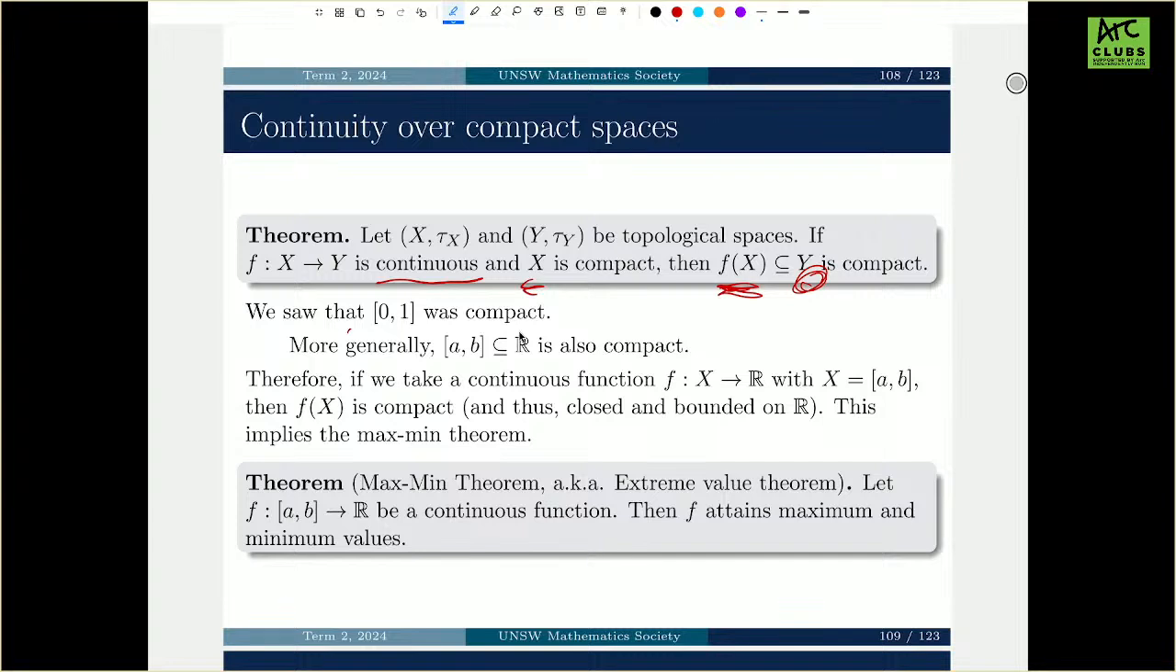Yep, so in fact [0, 1] is compact, and so is any closed interval of this form. If we take a continuous function from some interval to R, then the image is compact. So in terms of R, it also means closed and bounded. And if it's closed and bounded, then it's going to contain a minimum and a maximum. So here's the maximum theorem, but it's maybe better known as the extreme value theorem. Suppose you have some continuous function like so, then it attains a maximum and minimum.